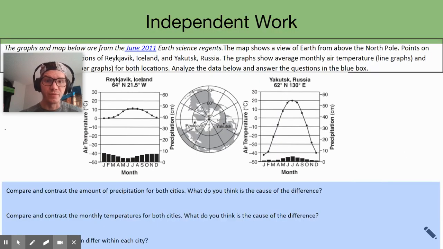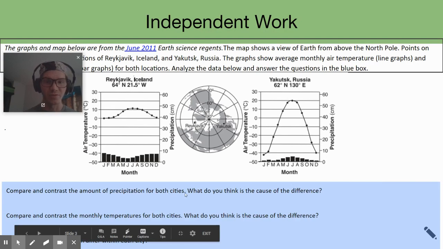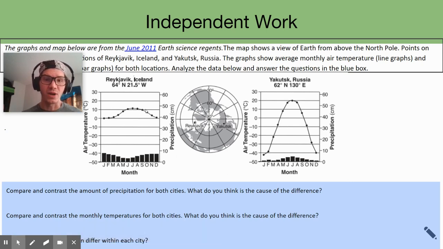Two more questions of review taking a look at this. If we were to compare and contrast the amount of precipitation for both cities, what do you think is the cause of the difference? Before, we compared how proximity to water would affect the temperature, right? If Reykjavik is close to the water, there won't be as big of a difference. If Yakutsk is far away from the water, we're going to see these vast differences in temperature.